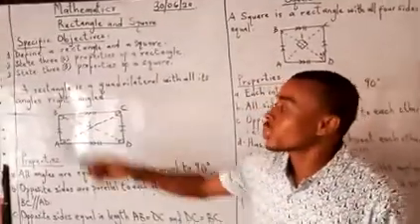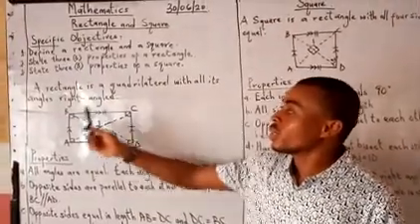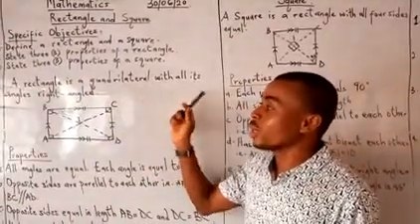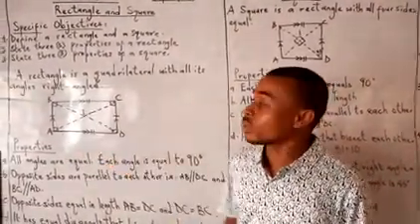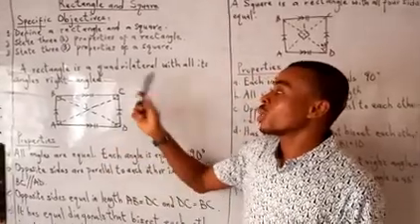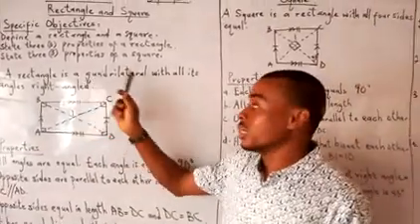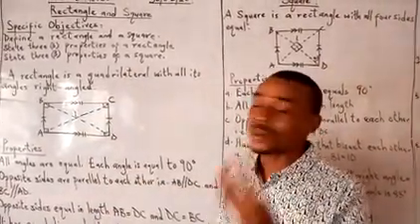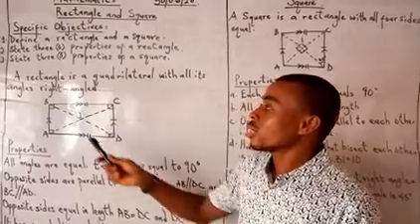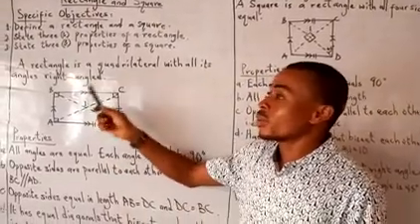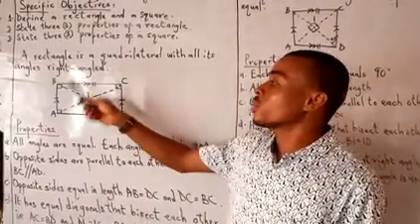Quickly, what's a rectangle? A rectangle is a quadrilateral with all its angles right angles. Before now, we already know what a quadrilateral is: a plane figure with four sides. So that's the case with a rectangle. Four sides, but all the angles are right angles.